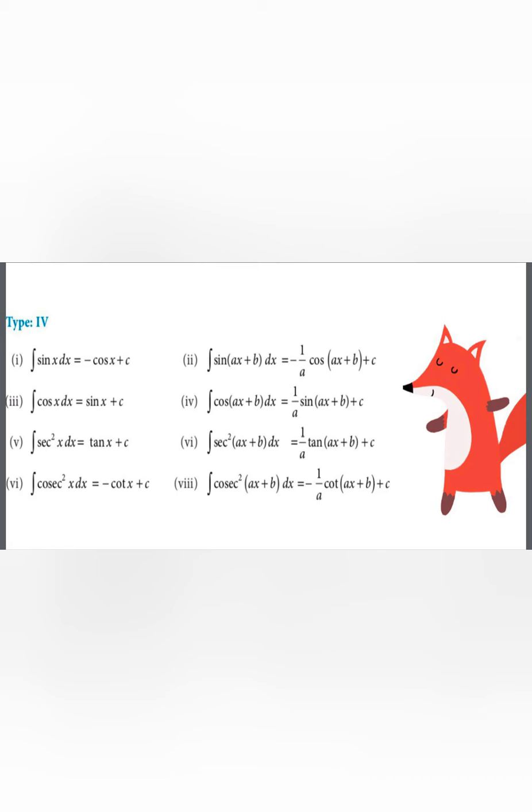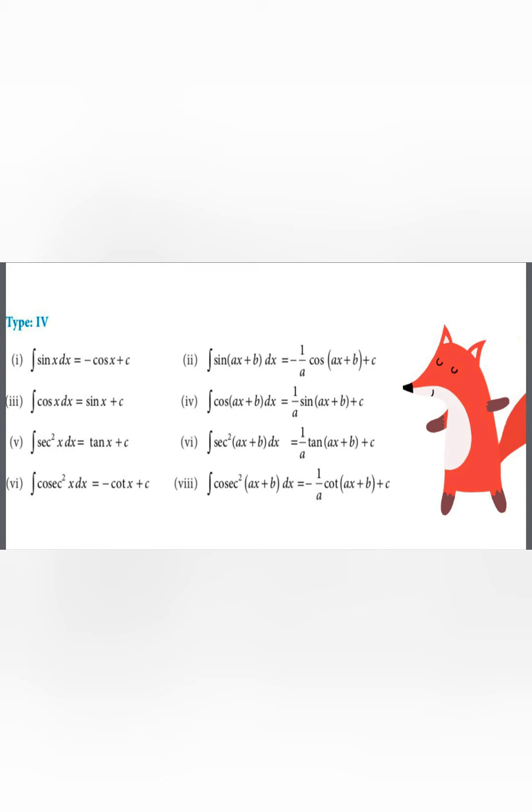Type 4, first one: integral sin x dx is equal to minus cos x plus c. Second one: integral sin of (ax plus b) dx is equal to minus 1 by a cos of (ax plus b) plus c. The difference between the first formula and the second formula is that the second formula has two terms in the expression, ax plus b. That's why it is different.